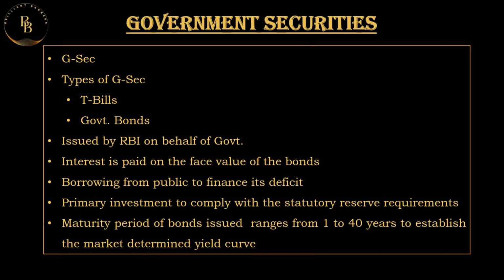They are T-bills and government bonds. What is a T-bill? It is a treasury bill. These are short-term instruments with maturities up to 1 year, issued at a discount to the face value. Government bonds are medium to long-term debt instruments with fixed or floating interest rates, issued for maturities of more than 1 year.